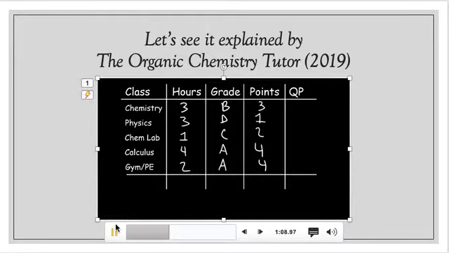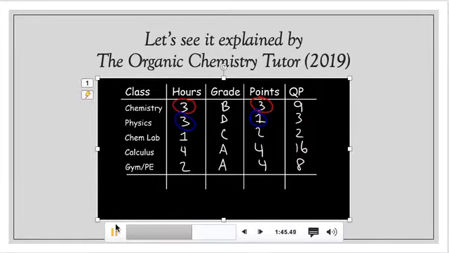Now, the next thing that you need to do is calculate the quality points. In order to do this, multiply the credit hours by the points for each letter grade. So 3 times 3 is 9. Now for the next row, we're going to multiply the 3 credit hours for the physics course times the points that we receive based on the letter grade. So 3 times 1 is 3. And then repeat the process. 1 times 2 is 2, 4 times 4 is 16, 2 times 4 is 8.